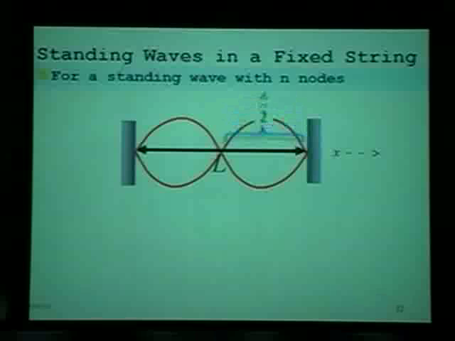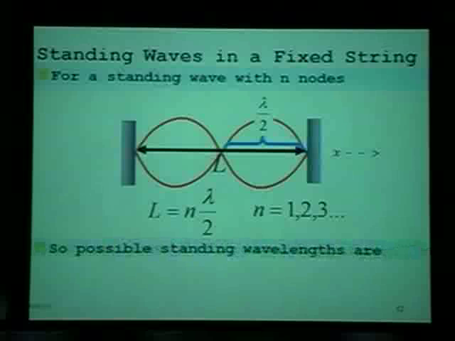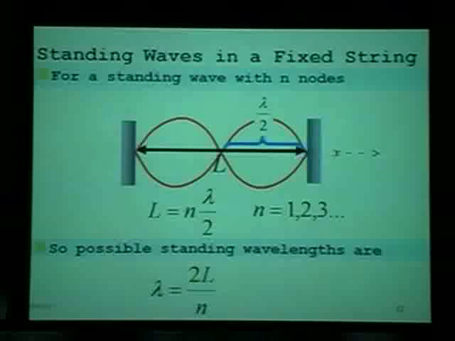Here's the length of the string. Every distance between any two successive nodes is half a wavelength. So in this case, I would say the length of the string is equal to one total wavelength. The length of the string in general would be equal to an integral number of half wavelengths, no matter what kind of pattern we set up. So possible standing wavelengths correspond to twice the length of the string divided by n, where n is an integer of 1, 2, 3, 4, and so forth.